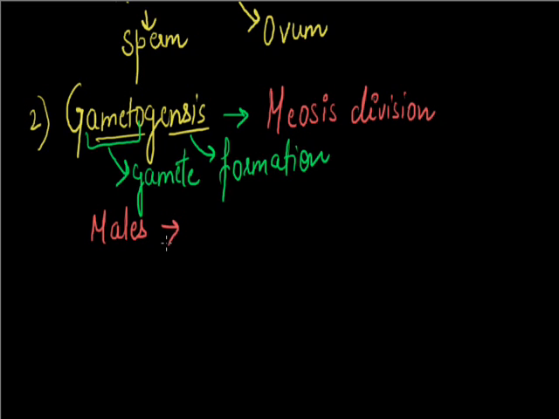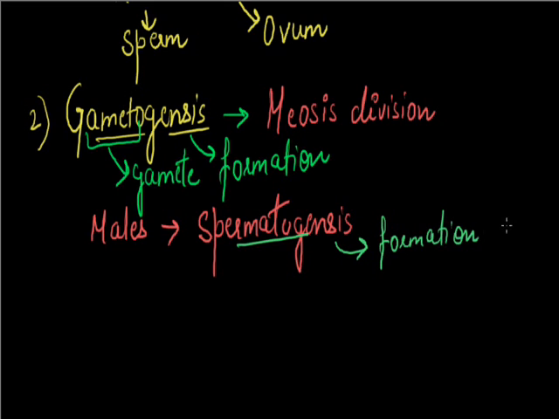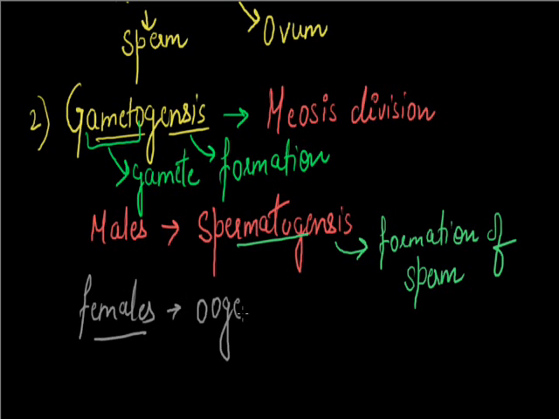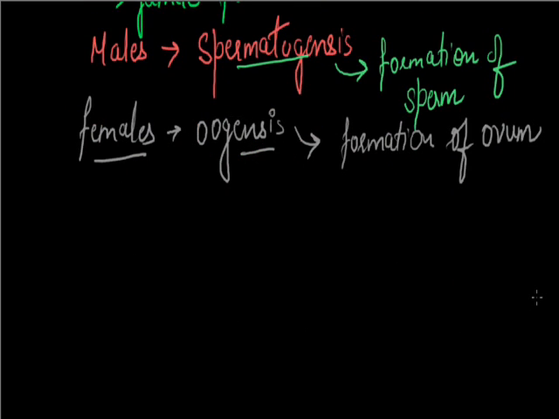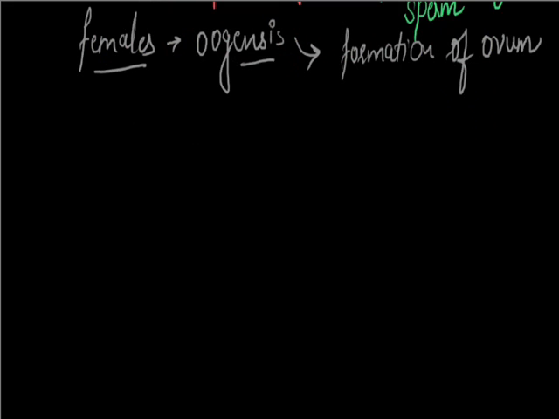In males, spermatogenesis occurs, that is formation of sperms, while in females oogenesis occurs, that is formation of ovum. Now we'll study in detail what spermatogenesis and oogenesis are. First we deal with spermatogenesis.